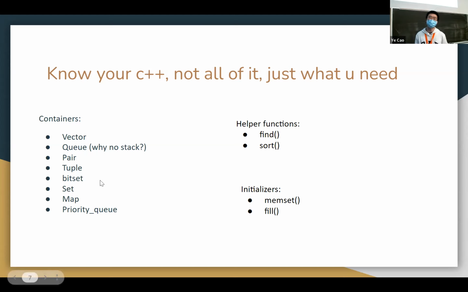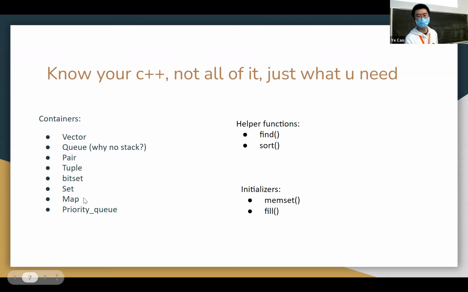Bitset is basically a Boolean vector, but it is much faster and much more memory efficient than a Boolean vector. So whenever you want to create a gigantic Boolean vector, use bitset. It will make your code run much faster and use much less memory. Set is basically what it sounds like, a set. It can contain non-repeating elements, and you can check whether an element is in the set, delete from the set, and insert into the set with time log n.